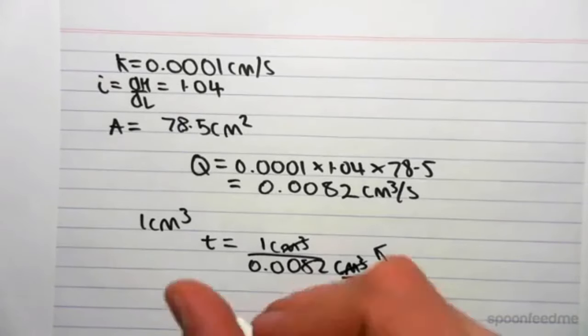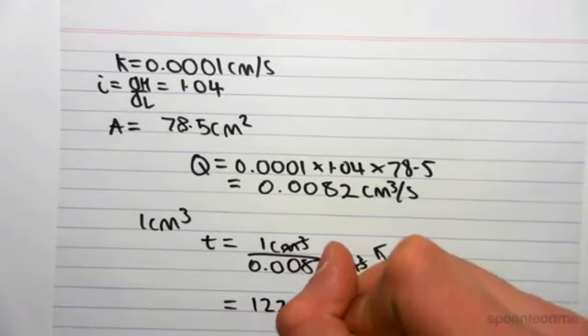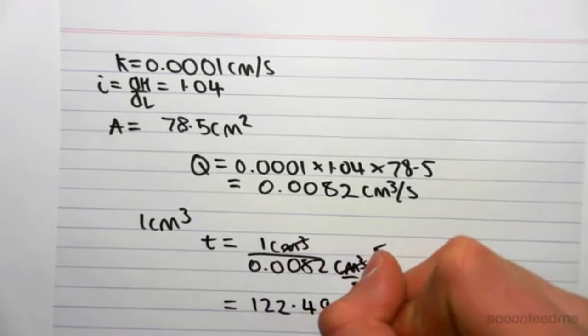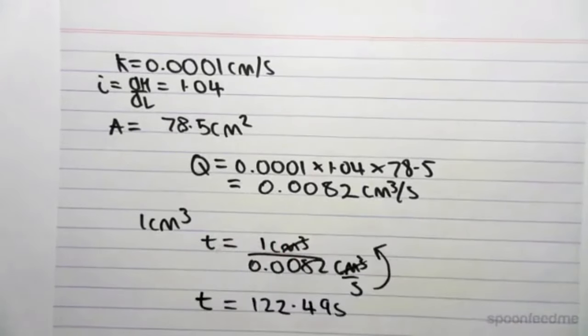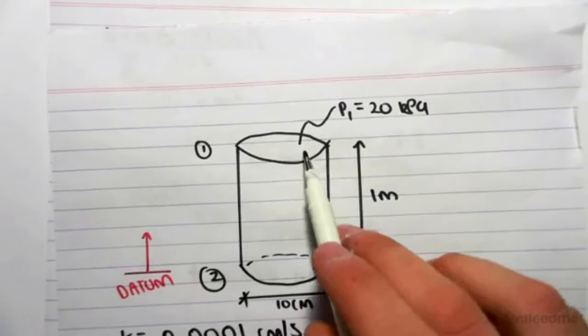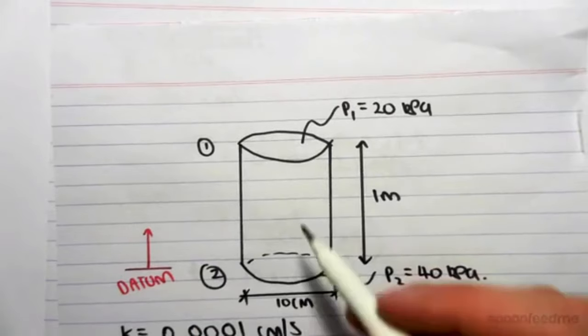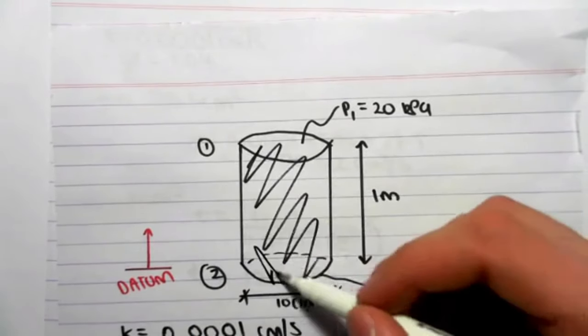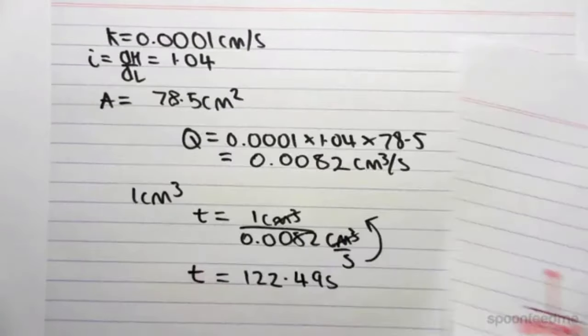This answer is 122.49 seconds. Okay, so the time taken for 1 centimeter cubed of water to flow through this soil, so this is filled with soil, the time taken for that will be 122.49 seconds.